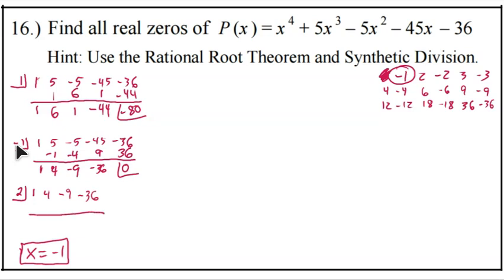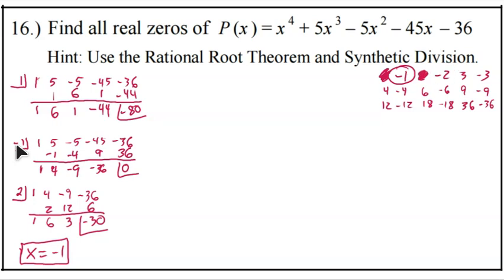I'm going to draw a line, bring down the 1, okay? And 1 times 2 is 2. 2 plus 4 is 6. 6 times 2 is 12. And 12 minus 9 is 3. 3 times 2 is 6. And 6 plus negative 36 is negative 30. That is not 0. The remainder is not 0, and therefore 2 is not one of my factors.